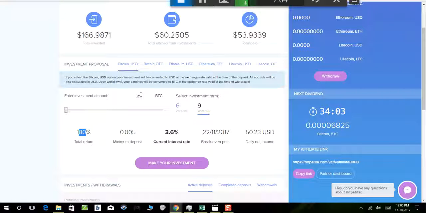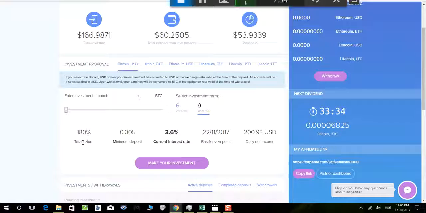But I'm trying to make some money here, so I'm putting in that one Bitcoin. So that one Bitcoin is going to pull in $200 a day. This is the 9 week plan. The 6 week plan, you're pulling in 251, but I don't care about all that because let's make it real simple. I'm doing the 9 week plan with one Bitcoin. That's about $5,000, one Bitcoin.